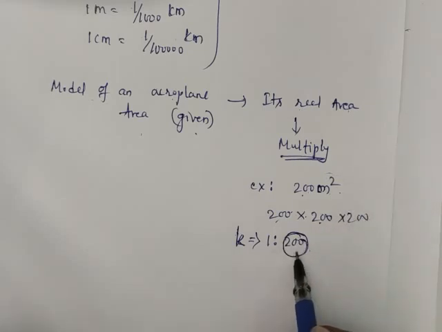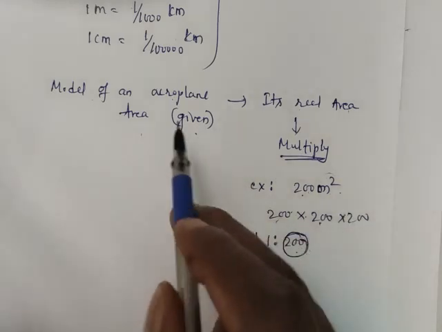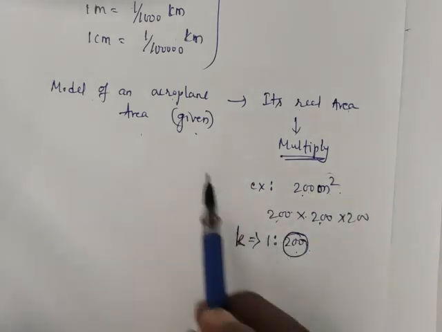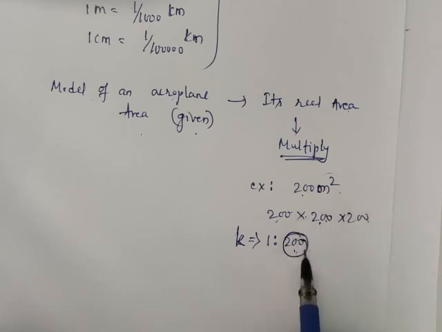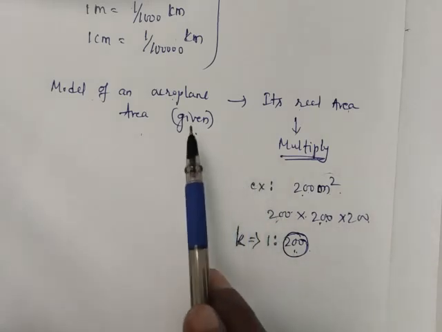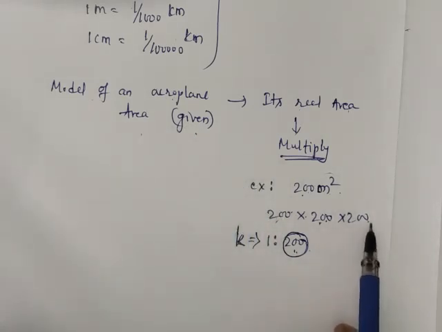In length case, you have to multiply 200 once. In area case, you have to multiply 200 twice. Whether you are dividing or multiplying, the 200 twice you have to multiply, twice you have to divide in area case. In volume case, 200 thrice: thrice divide, thrice multiply.